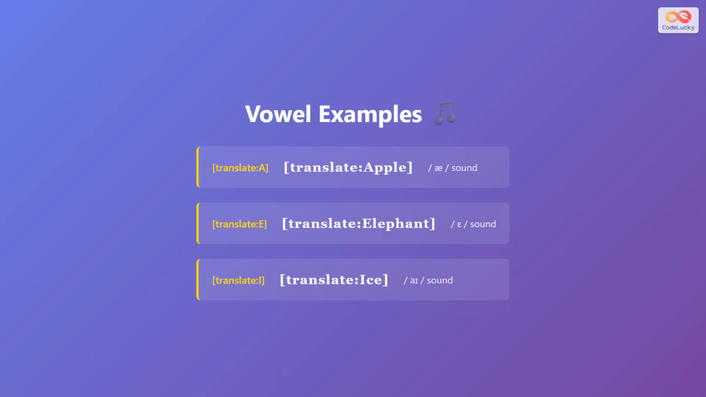Let us look at some examples of vowels. The word apple starts with the vowel A, pronounced with the sound /I/. The word elephant starts with the vowel E, pronounced with the sound /A/. The word ice starts with the vowel I, pronounced with the sound /I/. Notice how each vowel has its own distinct sound.